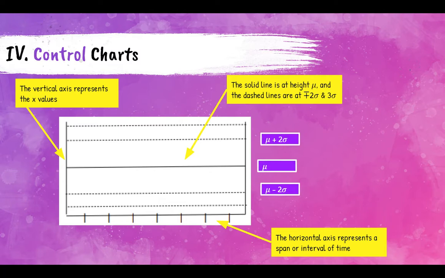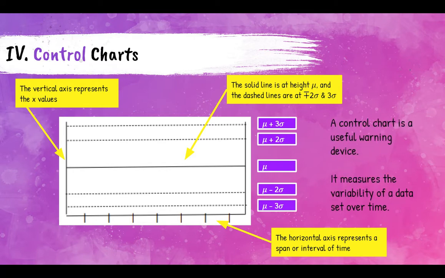The solid line is at height mu, and the dashed lines are at positive and negative 2 standard deviations and 3 standard deviations. You can see how they're set up right here. Notice there's a bigger space between mu and mu plus 2 standard deviations. That's because we've left out mu plus 1 standard deviation and mu minus 1 standard deviation.